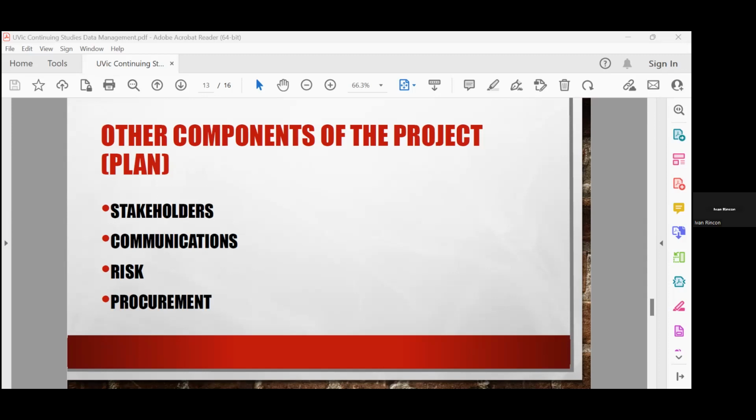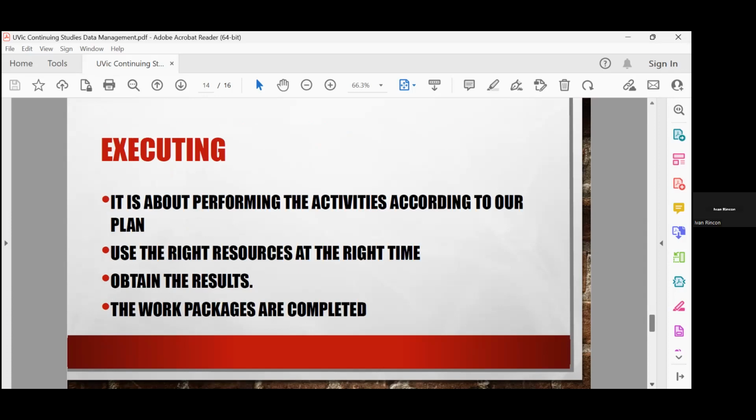The last thing that I have here. Okay, no, there's one more thing, but this is an easy one. I told you. How do you execute your project? Well, you perform the activities that you plan. End of story. That's it, right? Some people say, oh yeah, it's so difficult to execute projects.